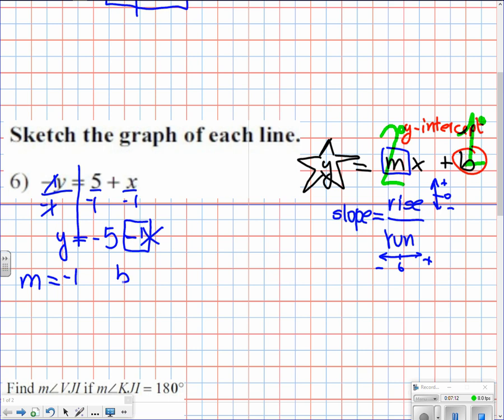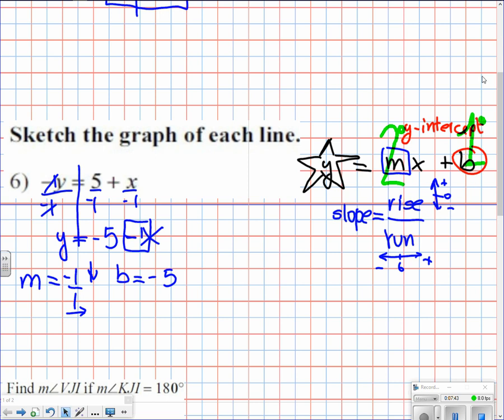And the b value is -5. The b value is the number that is by itself, no x, no y. So b is -5. Now, remember, the m must be a fraction. If it's not, you make it a fraction. Now, if the number on top is negative, you're going to go down. The number in the bottom is positive, you're going to go to the right.